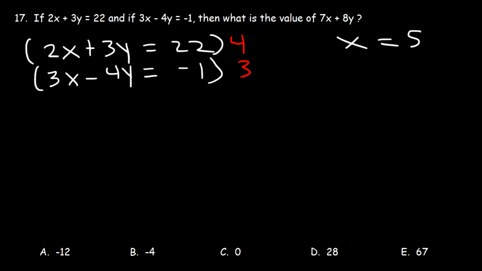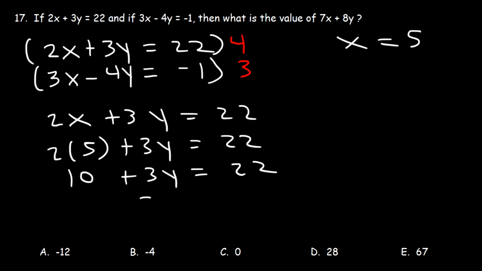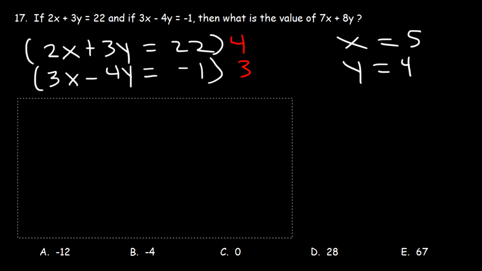Let's use the first equation before multiplying by 4. Let's replace x with 5, and then let's find the value of y. 2 times 5 is 10. And 22 minus 10 is 12. So now we just got to divide both sides by 3. 12 divided by 3 is 4. And therefore, y is equal to 4.